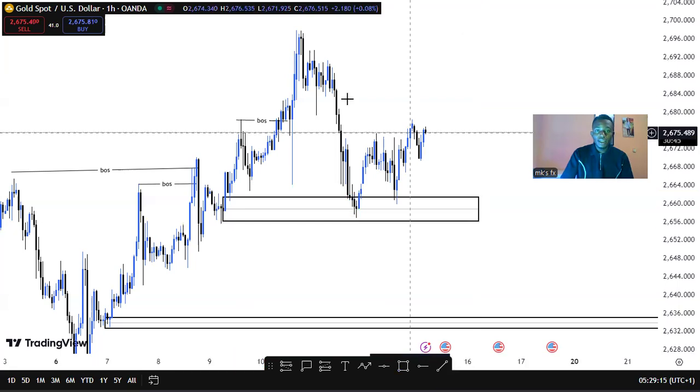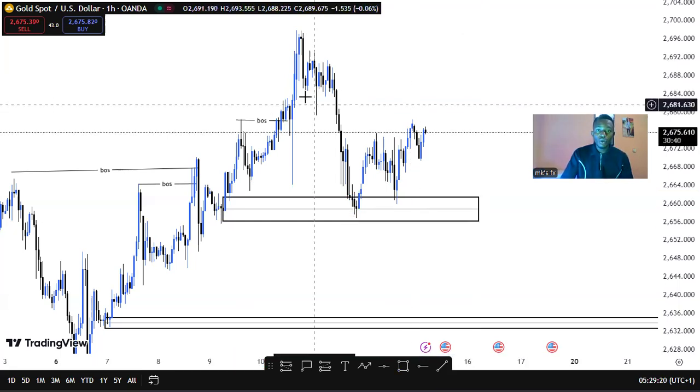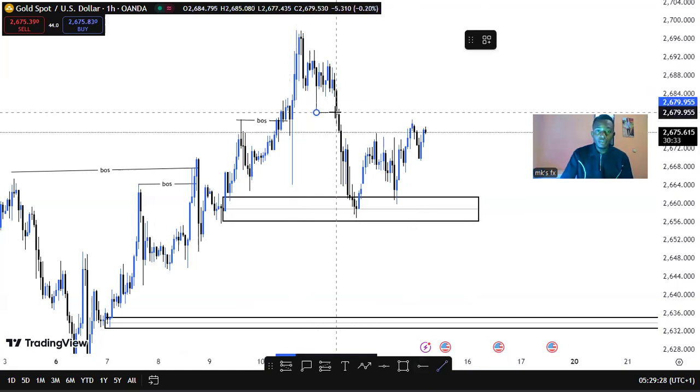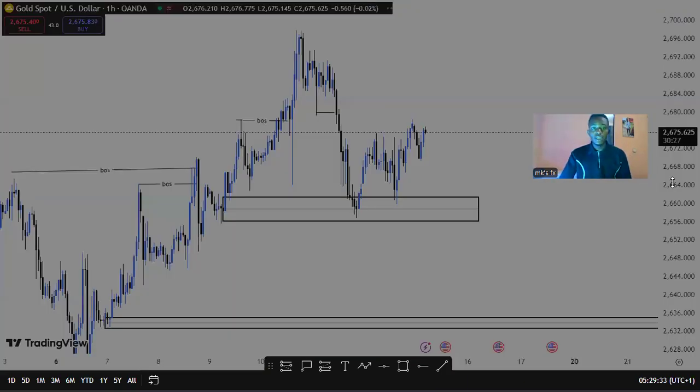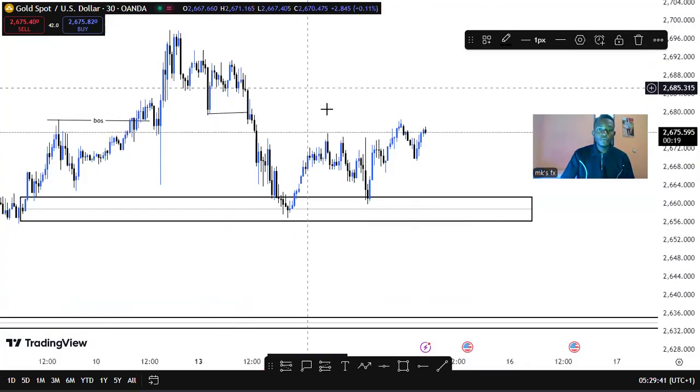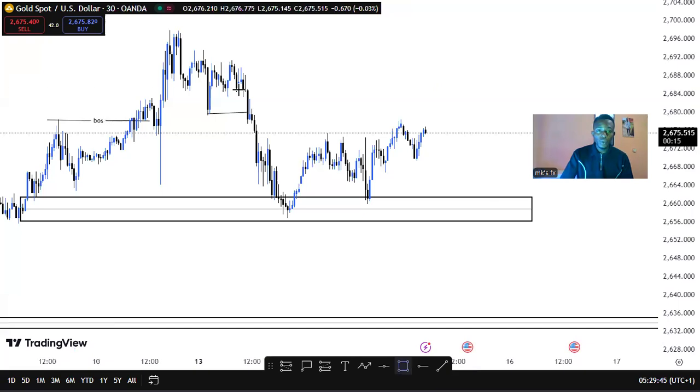So what happened? Price tapped into the origin and it is buying to the upside. But it took a good consolidation here, which gave us a change of character at this point. Let's go to the 30 minutes time frame. So we had a change of character here. And with that, you can see the impulsive move to the downside.